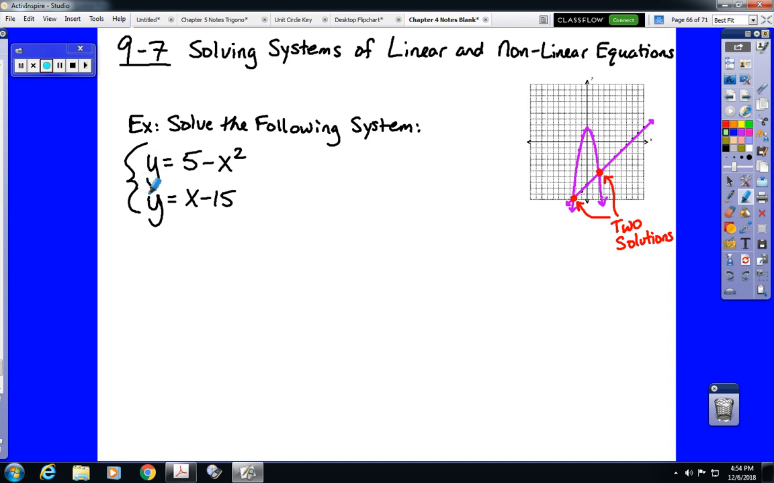If we look, both of these equations are solved for y. So this is a clear-cut substitution problem. We should take 5 minus x squared and substitute it into the second equation for y. This would result in the equation 5 minus x squared, because I've substituted this stuff in for y, equals x minus 15.